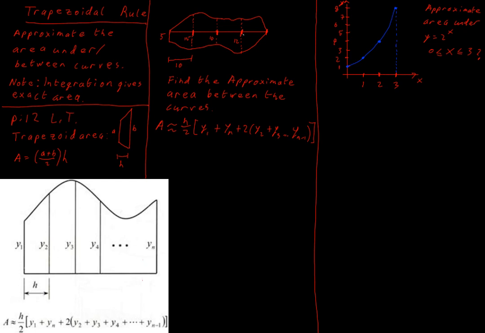The gap between all of these measurements is 10. We always are going to have the same gaps in between each of these. So we have h is going to be 10. y1 is our first length, which we're given as 5. y2 is 15. y3 is 10. y4 is 12. And y5 is going to be 0.